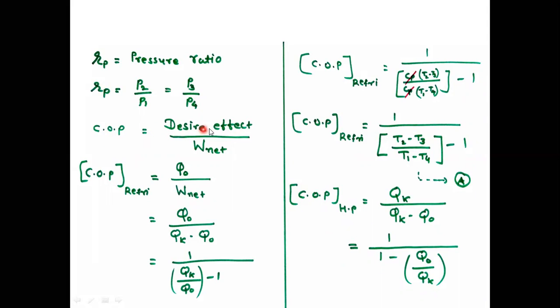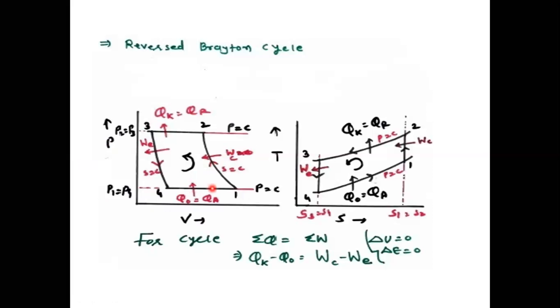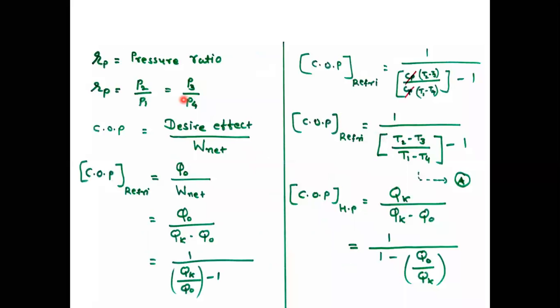Now, definition of COP: desired effect divided by W net. So in this cycle there are two effects. Q0 is the cooling effect and QK is the heating effect. The cooling effect is considered as the refrigeration effect and the QK heating effect is considered as the heat pump effect. So we have to derive two COPs, COP of refrigeration and COP of heat pump.